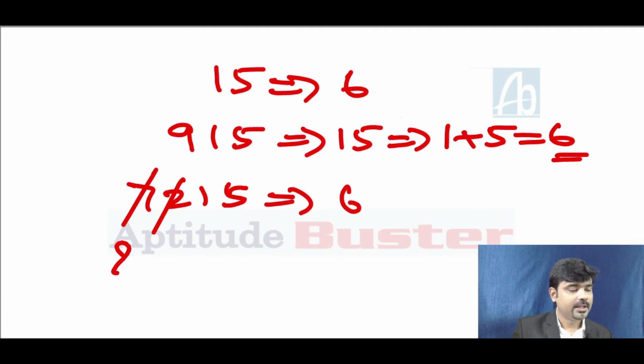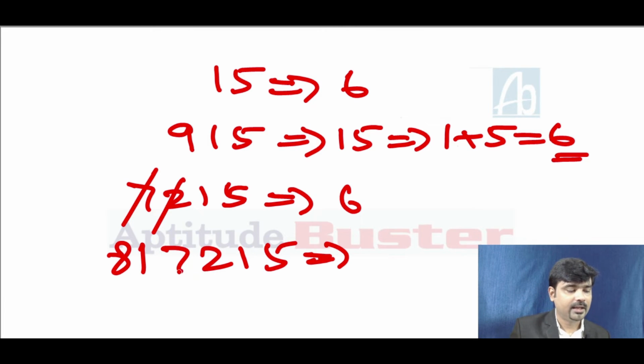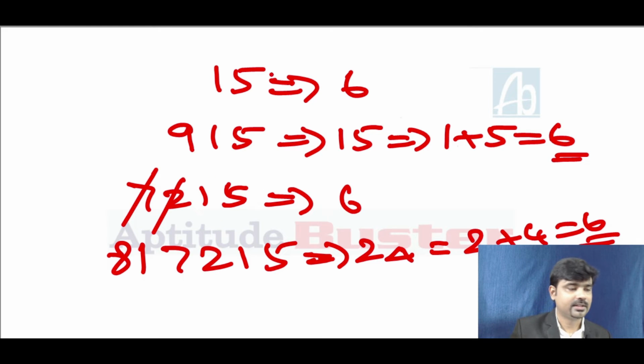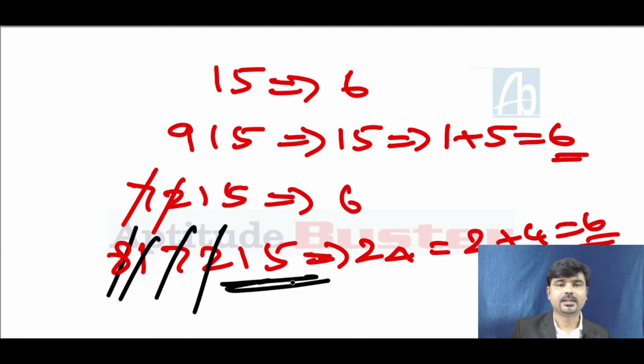For example, 817215. 1 plus 8 is 9, 9 plus 9 is 18, 18 plus 1 is 19, 19 plus 5 is 24, 2 plus 4, again the sum of the digits is 6. Here, if the number is like this, just cancel 8 and 1, 7 and 2. Find the sum of the digits for the rest of the digits. Then it's very easy to find the remainder when divided by 9.